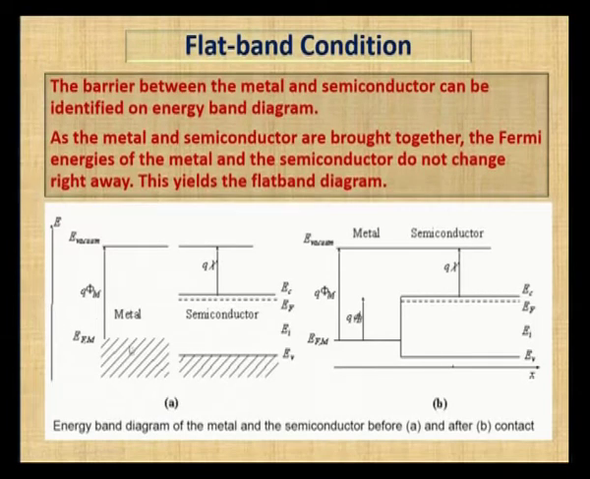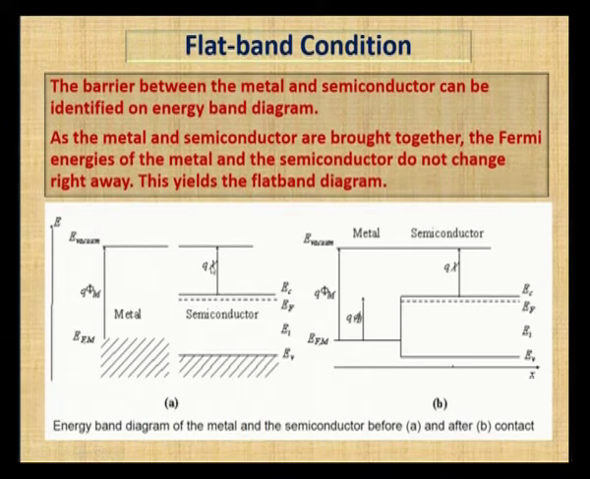In a metal before contact, the metal energy band diagram will be like this, where EFM represents the Fermi level of the metal. This is merged with the conduction and valence band. So, conduction band and valence band are merged in a metal, but here in the semiconductor, the Fermi level EF is near to the conduction energy band. This is the conduction energy band, this is the valence energy band, this is the Fermi energy level, closer to the conduction energy band.